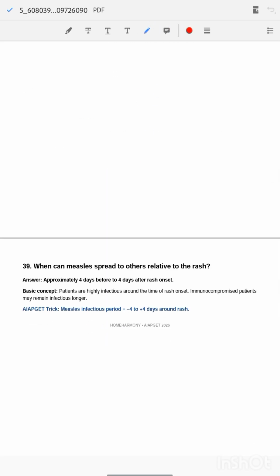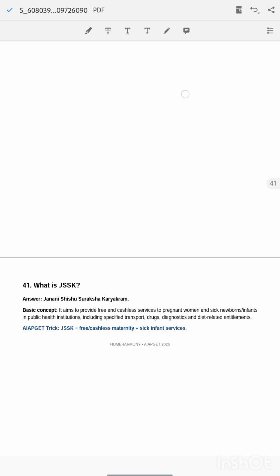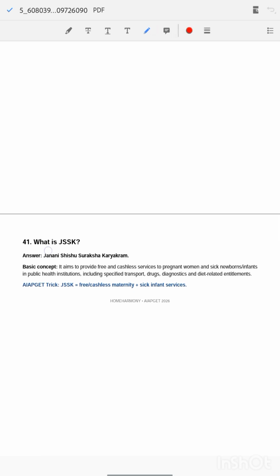What can measles spread to others? So we know measles incubation period, infectivity is 4 days before and 4 days after rash. In which year was the first adult immunization introduced? It was introduced in 2002. What is JSSK? It is Janani Shishu Suraksha Karyakram.